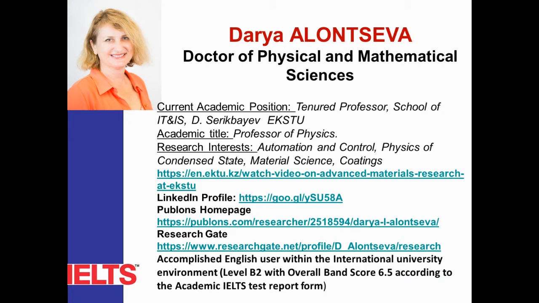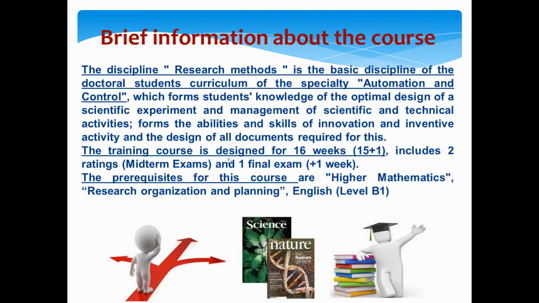This course will deal with many practical cases from my experience that will help you to achieve the main goal of your study, namely, learn about research methods and apply these knowledge, skills, and abilities to complete your PhD project. The discipline research methods is the basic discipline of the doctoral student's curriculum of the specialty automation and control, which forms students' knowledge of the optimal design of a scientific experiment and management of scientific and technical activities. Forms the abilities and skills of innovation and inventive activity, and the design of all documents required for this.